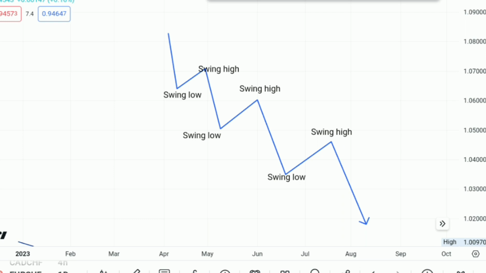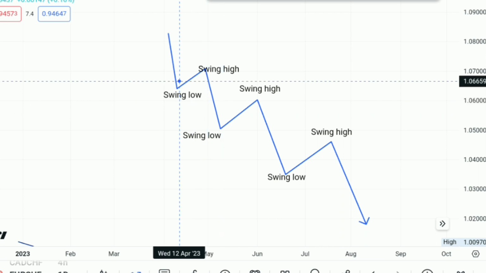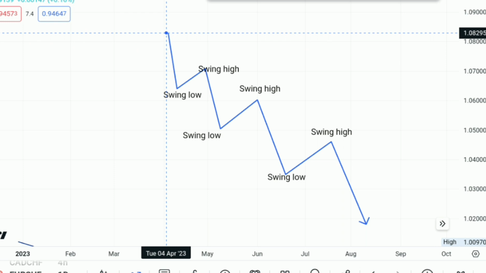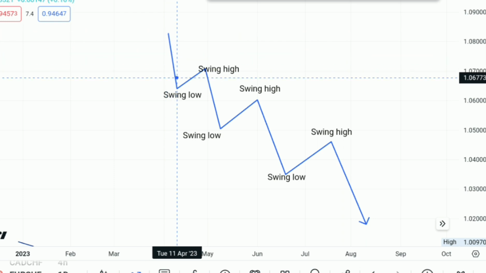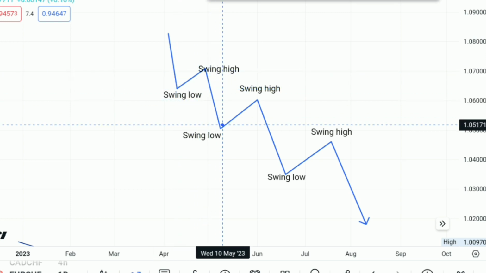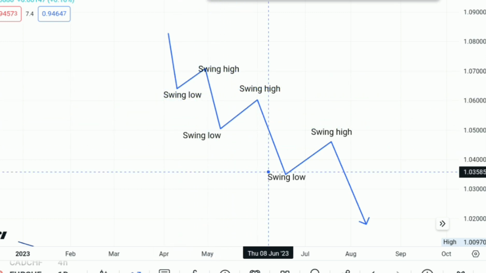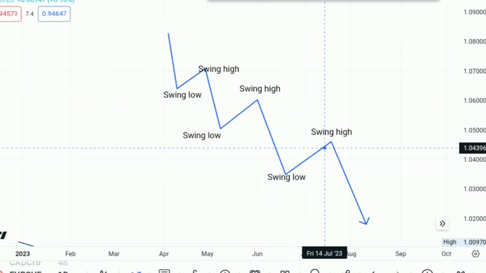So what this means is, in a downtrend, the price makes lower highs and lower lows. We talked about this in market structure. The price makes lower high, lower low, lower high, lower low, lower high, lower low, lower high, lower low.